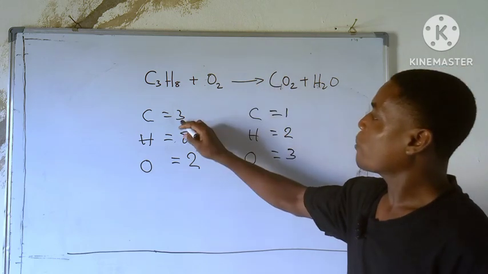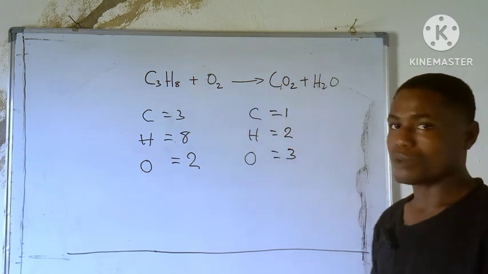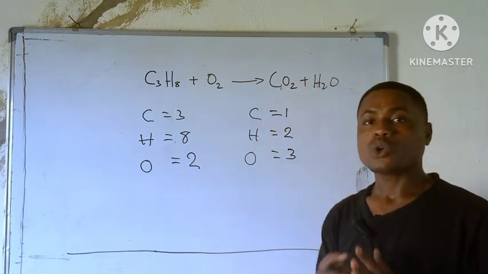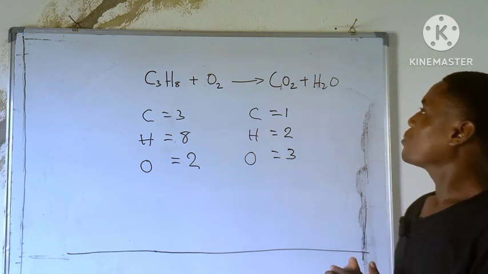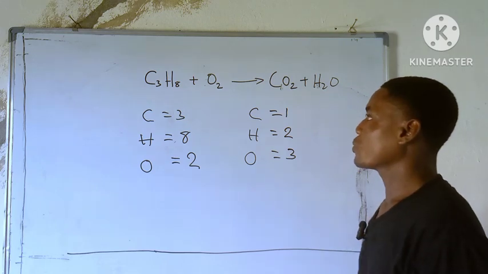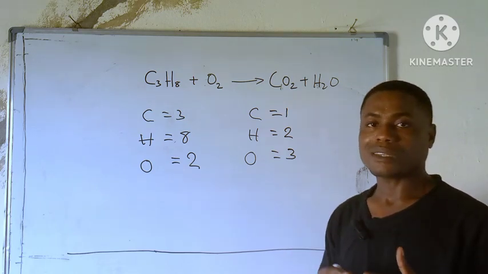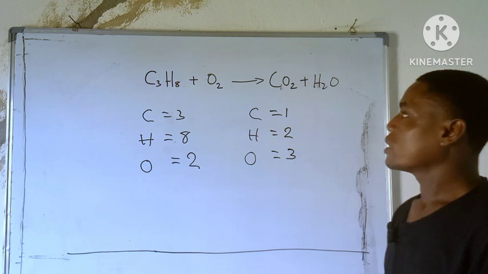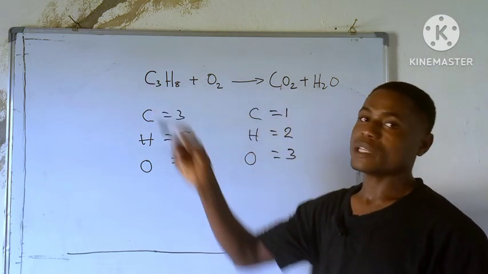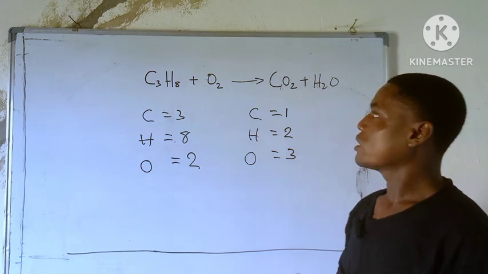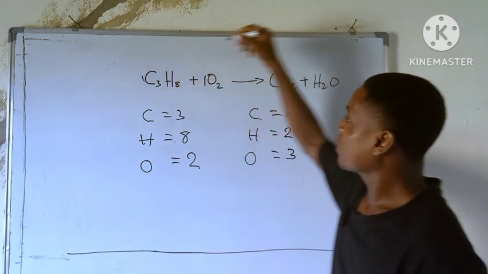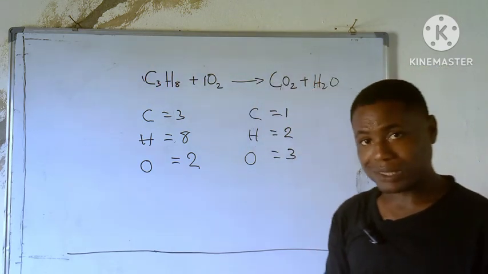Now look at your left side. Carbon we have 3. At your right side we have 1. Meaning the chemical equation is not yet balanced. So what are we going to do? Take note, when we are balancing chemical equations, we normally change the coefficients. Are you getting it? The coefficients are the numbers at the back of any element or any compound. Are you getting it? We have 1 here. Also, we have 1 here. We have one. No need of writing it. Are you getting it?